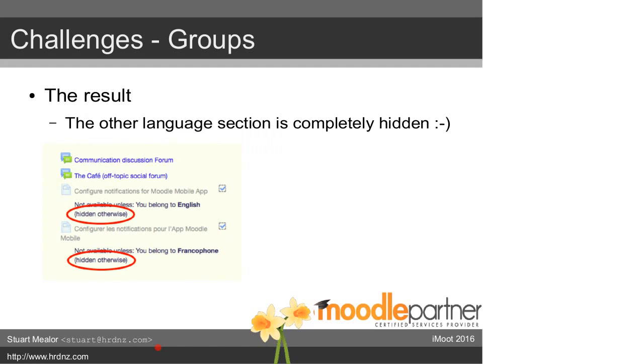And that's an example of what you'll actually see, as a teacher with your view. You'll see that this page is set to English, hidden otherwise, and the copy below is set to Francophone, hidden otherwise. And it actually works perfectly with users.